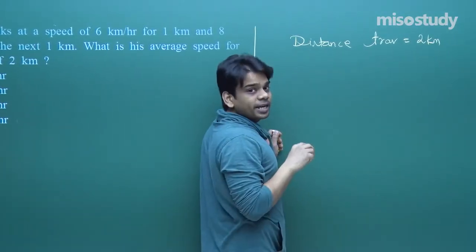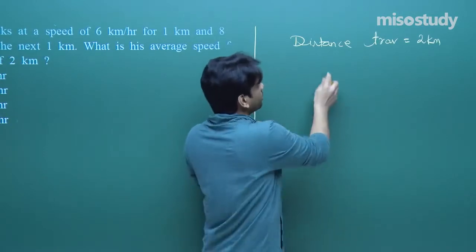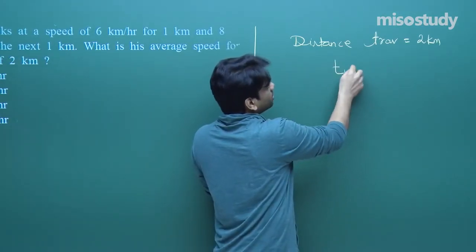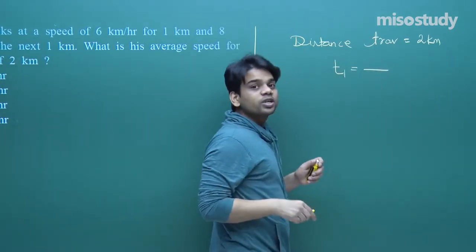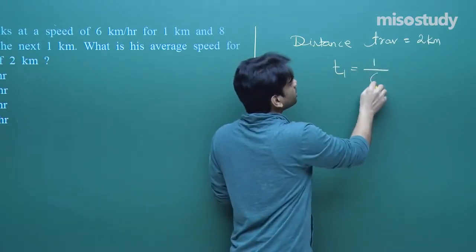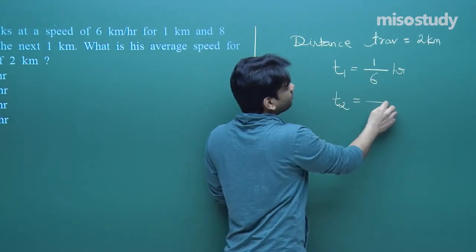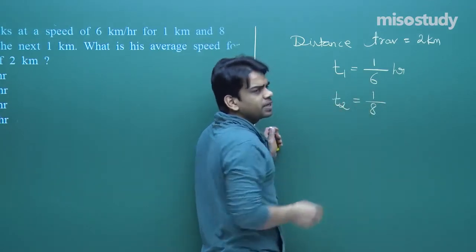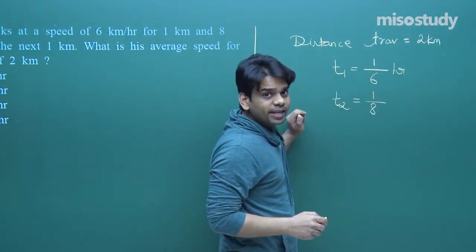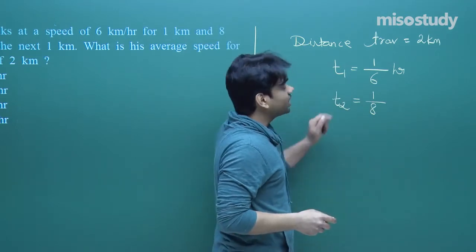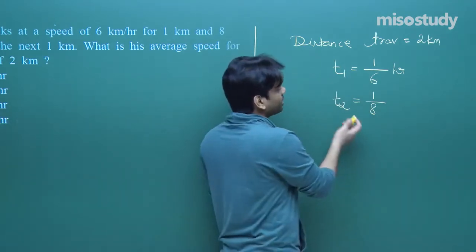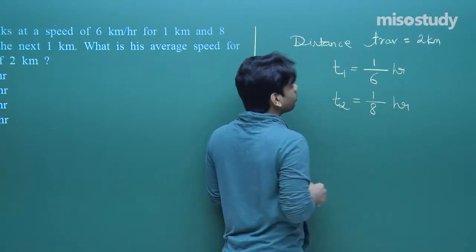Now the time taken for the first kilometer, let me call that T1, will be equal to distance upon speed, 1 upon 6 hour. For the next 1 km, the time will be 1 upon 8. I am not writing the complete elaborative statement, I hope you can get what I am talking about. T1, the time taken for the first kilometer, is 1 by 6. T2 will be 1 by 8 of an hour.